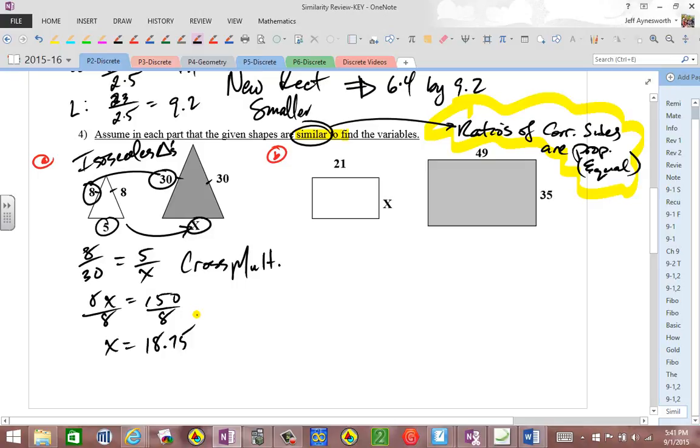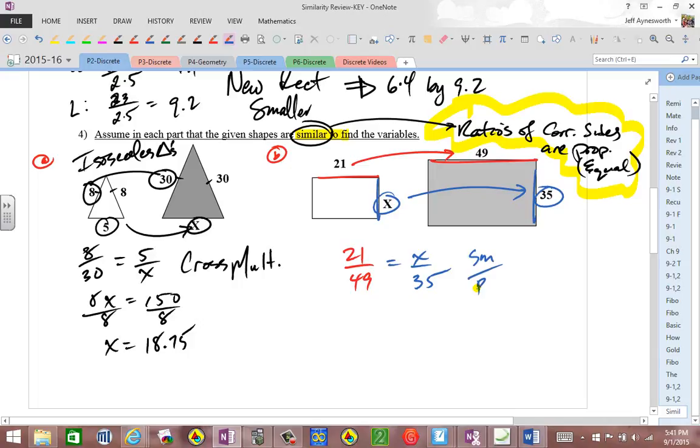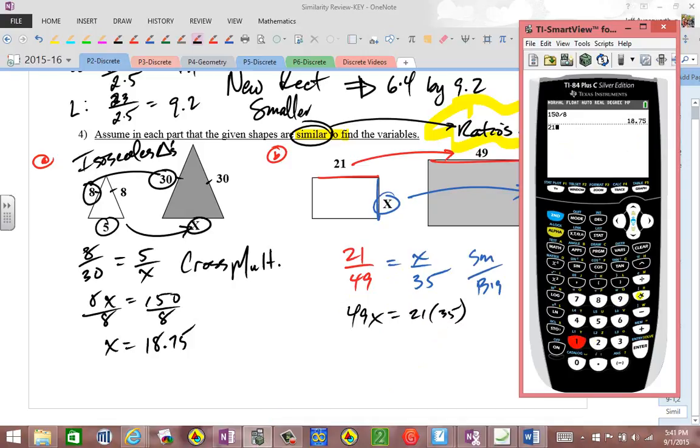On this one, we're going to take the length to length, so 21 to 49, and make that proportional to width to width, so x to 35. Small to big, small to big. We cross multiply and get 49x equals 21 times 35. You work that out and you get 735.